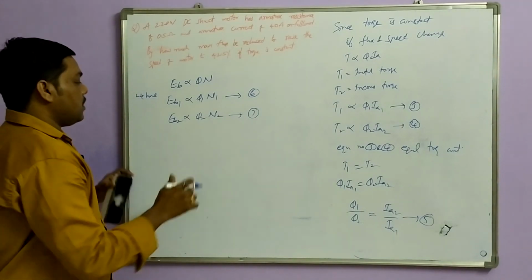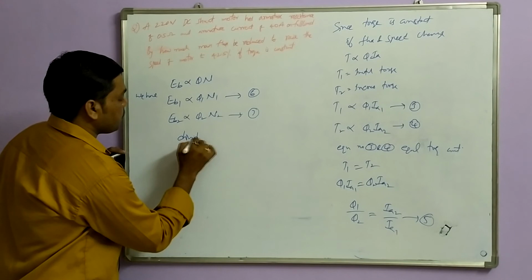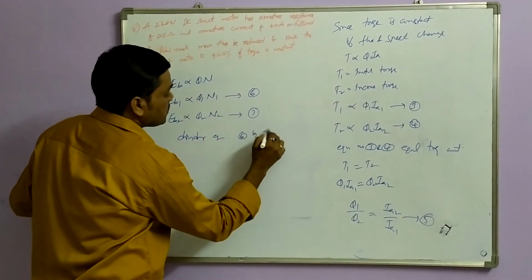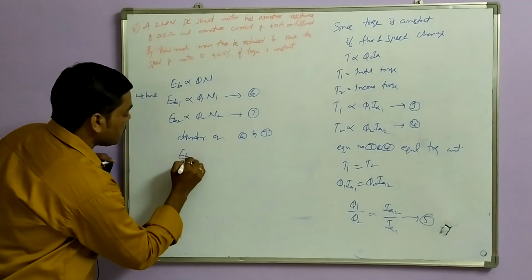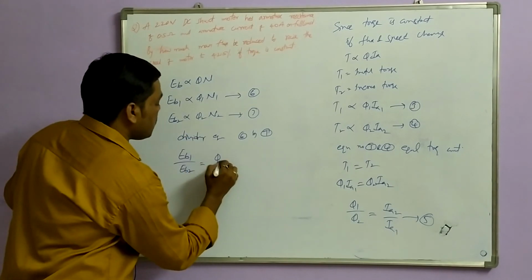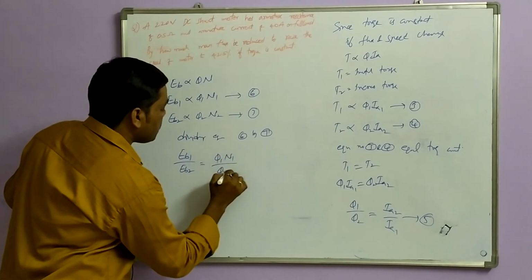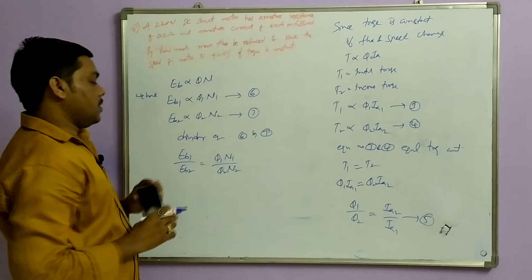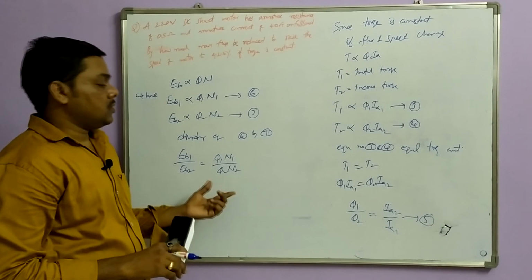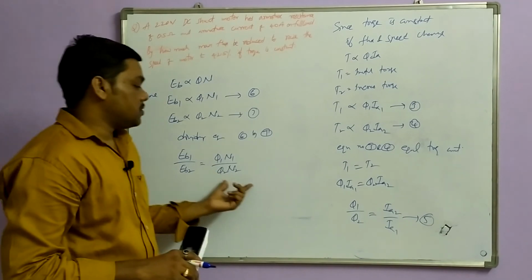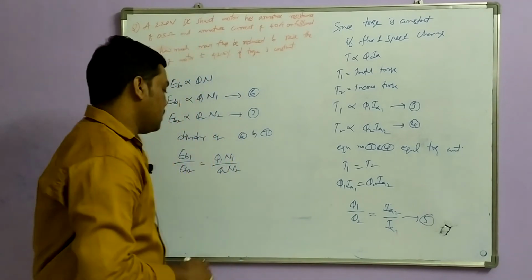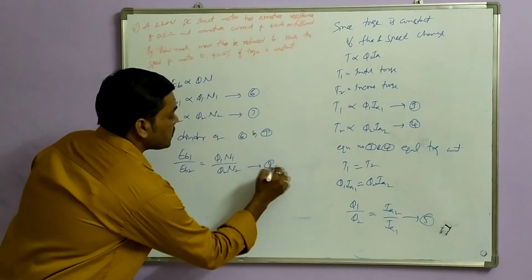Now dividing equation 6 by 7, what do we get? EB1 by EB2 is equal to phi1 into N1 by phi2 into N2. But we want the flux relation. You know this flux relation: it is Ia2 by Ia1. This will be equation number 8.